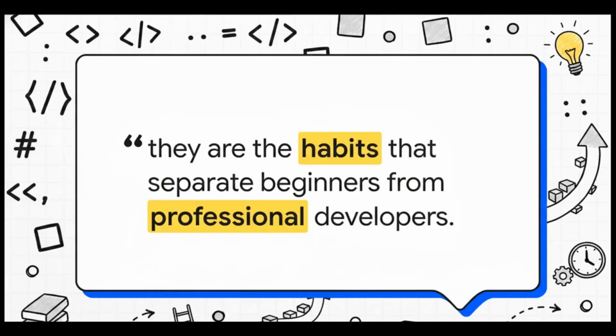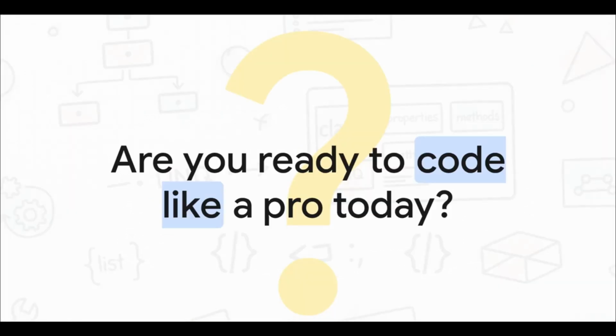I really want you to remember this quote from our source material today because it is just so incredibly important. These are not just features, they are the habits that separate beginner programmers from professional developers. Writing code that works is one thing, but writing code that is clean, organized, and that you can genuinely be proud of, that comes from mastering these exact habits. So, question for you. Are you going to stay stuck in the mess of giant files and confusing magic numbers? Or are you ready to apply these secrets and start coding like a pro today?